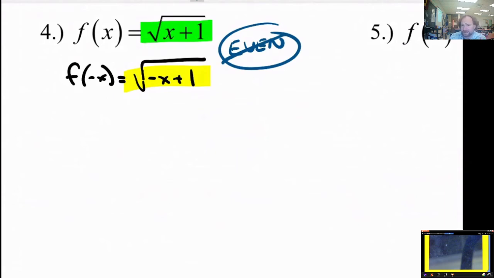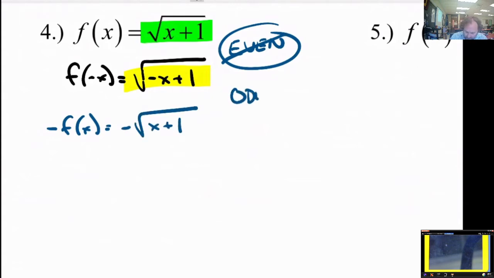It's also not the same as the opposite. Negative f of x in this problem is negative square root of x plus 1. It's not that either, so it's not odd. So this is, again, neither.